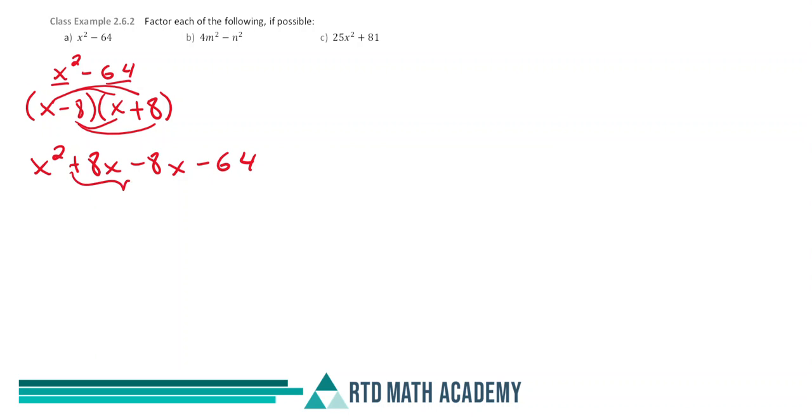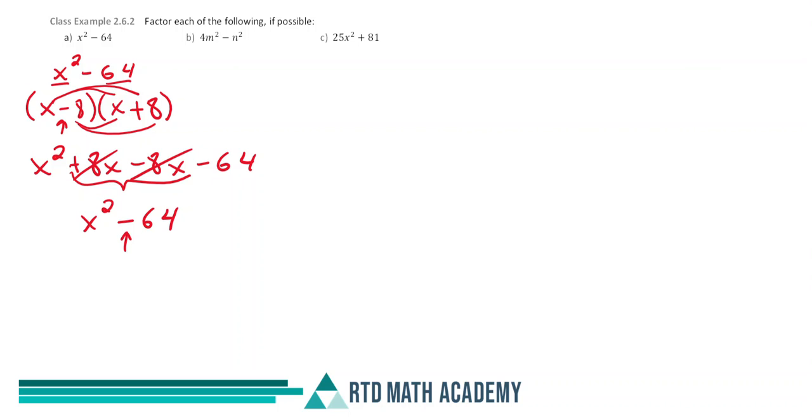Now look at this. 8x minus 8x, well, that's 0, right? So those actually just cancel. That's what's always going to happen if you have one as a negative and one as a positive. So that would just be x squared minus 64. That's why it has to be a negative as well, because negative 8 times positive 8 is always going to end up with a negative number. So that's why it's a difference of squares.